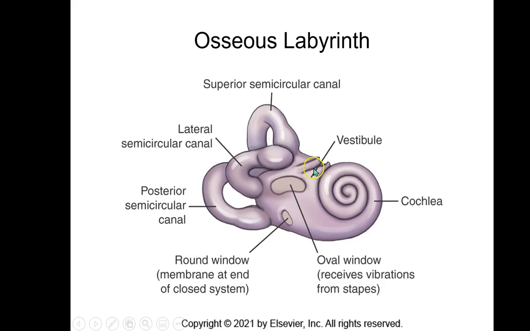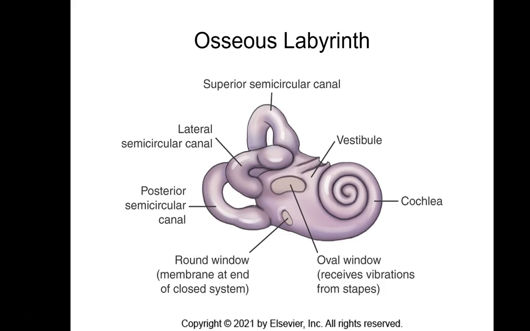The vestibule is the central portion of the bony or osseous labyrinth, and it contains the oval window, which is sometimes referred to as the vestibule window. And remember, the oval window is important because that receives the vibrations from the stapes. Remember, the stapes is one of our ossicles that lives in the middle ear.